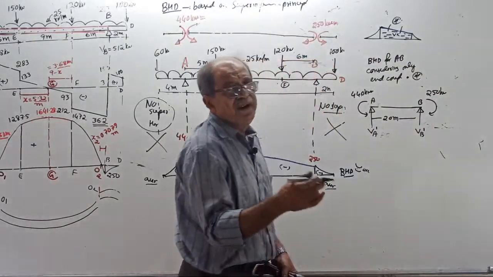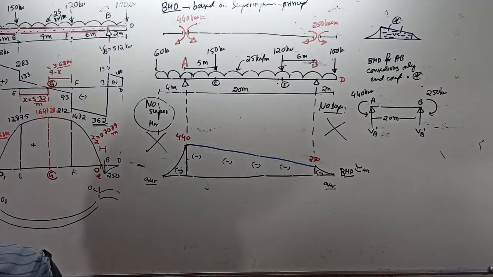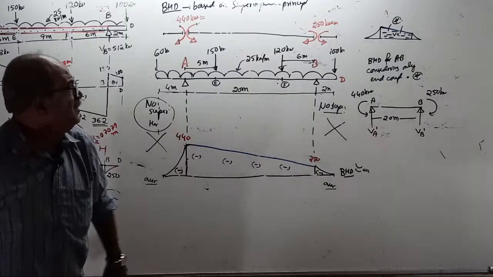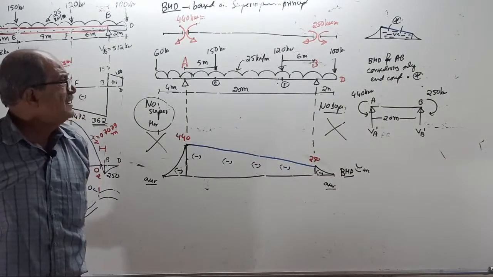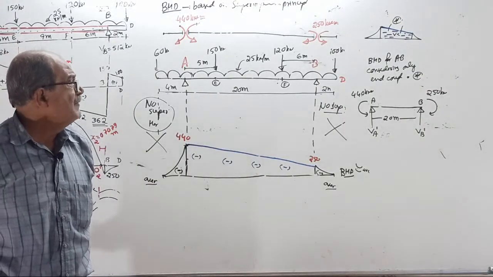Tell me the value of VB dash. Minus VB dash into 20 plus 250 minus 440 equal to 0. Tell me the value of VB dash.